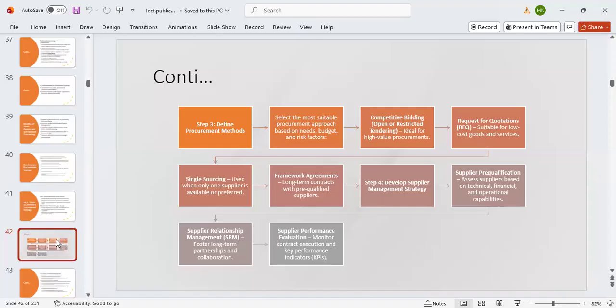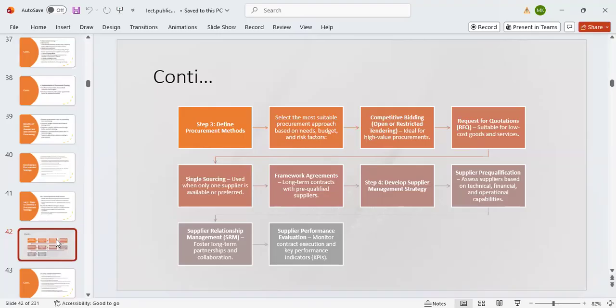The next step, step 3, is to define the procurement methods. You must decide on the procurement method you are going to select. This is where you select the most suitable procurement approach based on the need, based on the budget, based on the risk factor. So you don't just go and select the procurement method, maybe national competitive tendering, sole sourcing, restricted tendering, request for quotation, all those things. You don't just go and select. You select it based on what? The needs. You select it based on the budget. You select it based on the risk factor.